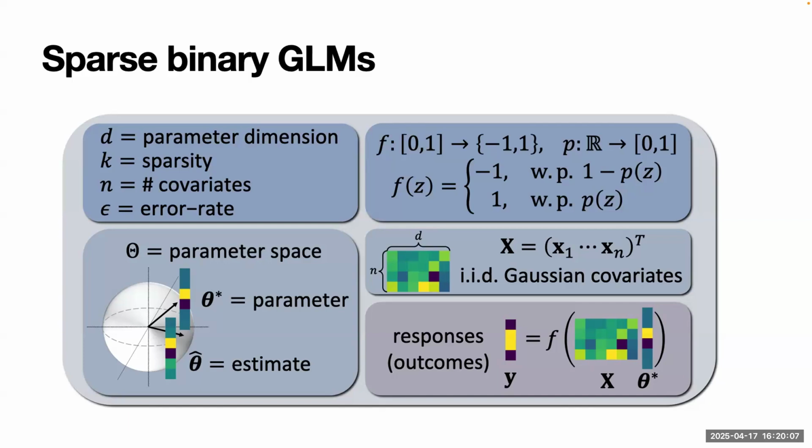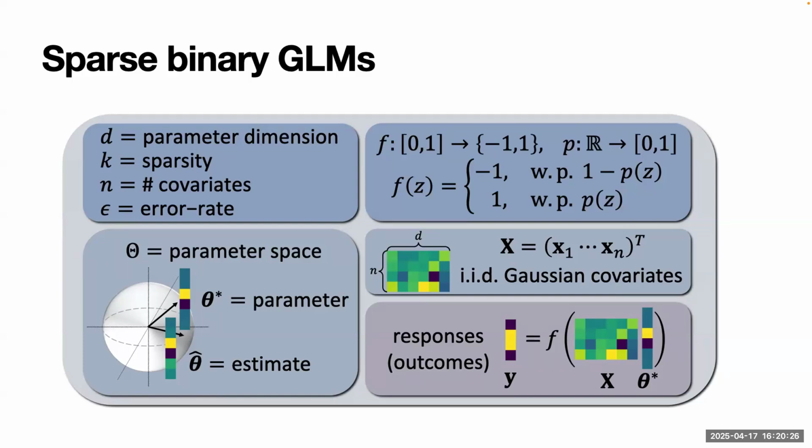Since the generalized linear model has binary output, we can simplify it. Instead of writing the expectation, we can say that it takes as input x transpose theta and outputs +1 or -1 with probability p(z).